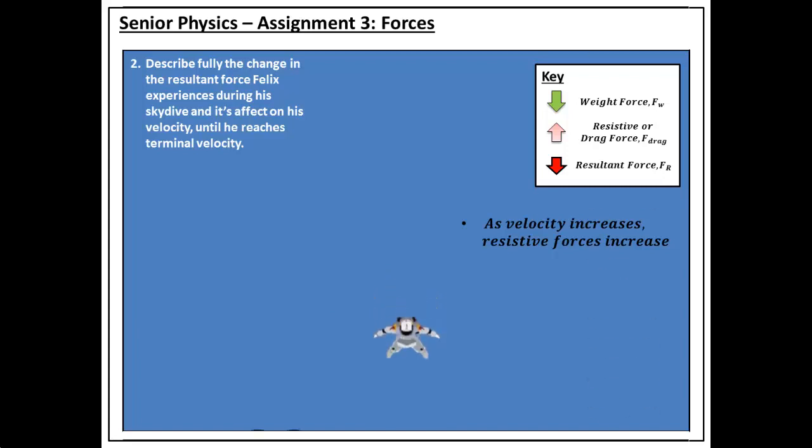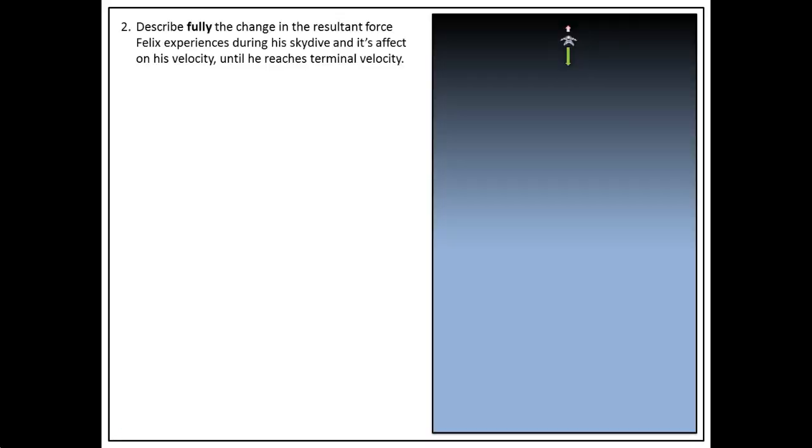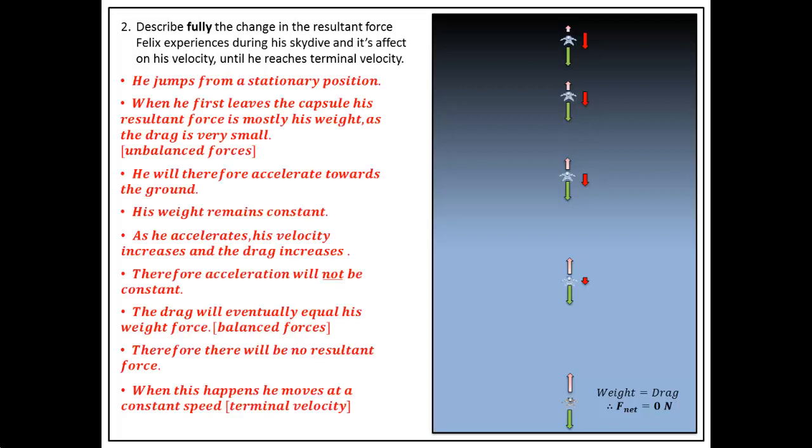Eventually, the drag force will equal the gravitational force, and Felix will now experience balanced forces. Balanced forces mean that the resultant force, or sum of the forces acting on him, is equal to 0, and therefore his acceleration will also be 0. He will have reached his maximum constant velocity, or terminal velocity. Here is a quick recap. If you want, you can pause the video here to check your answer.